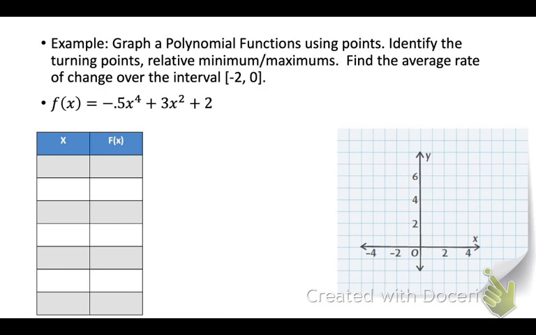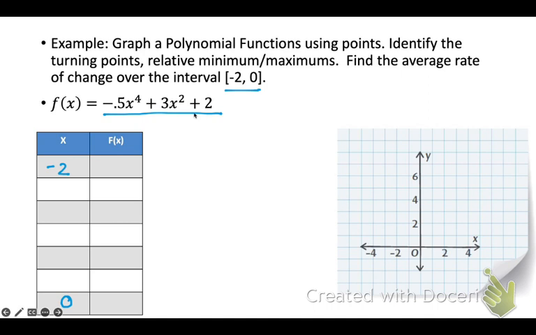Okay. Says graph the polynomial function using the points. So we have an equation right here. And it says on the interval from negative 2 to 0. So the first one is going to be negative 2 and the last one is going to be what? 0. So I have to get some points in between there, don't I? I always say you need 4 or 5 points.